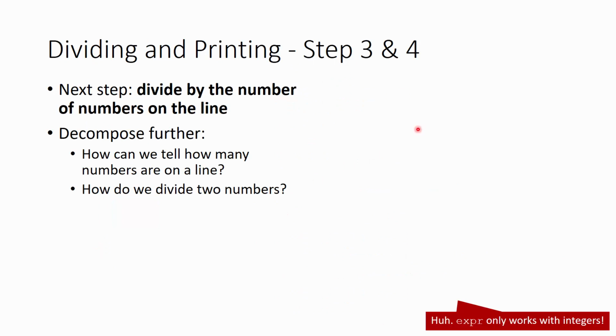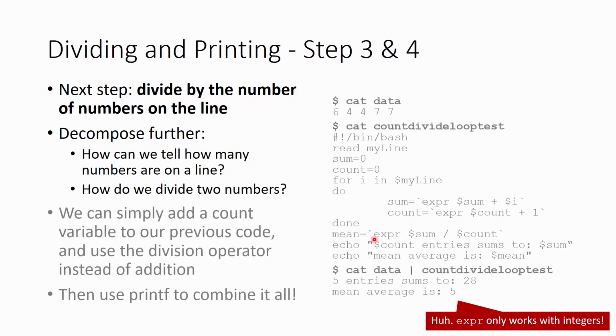Okay, so printing this thing out. Now, dividing by the number of numbers on the line, and figuring out how to get that out. We're going to decompose it a little further. How can we tell how many numbers are on the line? Sure, we can sum it all up, but we need to know how many numbers there are so that we can divide by that many to get a mean. So, well, how do we divide two numbers in the first place?